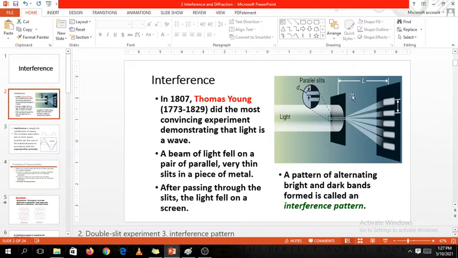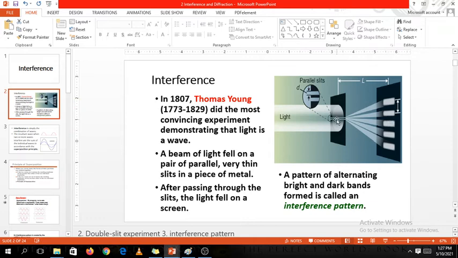So you have here the famous double slit experiment, wherein a beam of light fell on a pair of parallel, very thin slits in a piece of metal. So you have dual slits. After passing through the slits, the light fell on this particular screen. A pattern of alternating bright and dark bands formed is called an interference pattern. This proved that light is a wave.